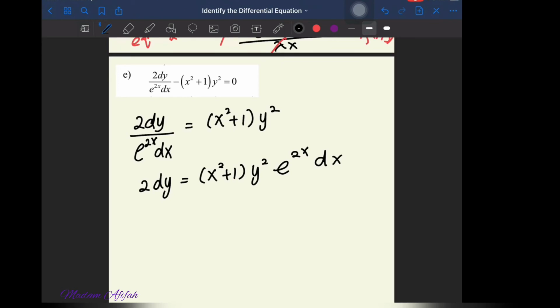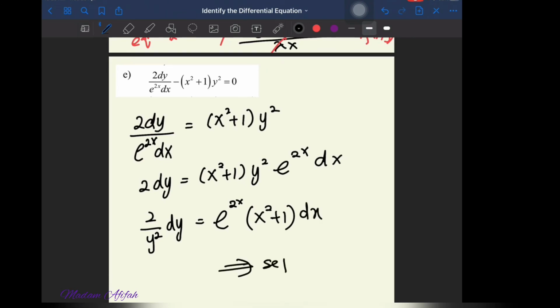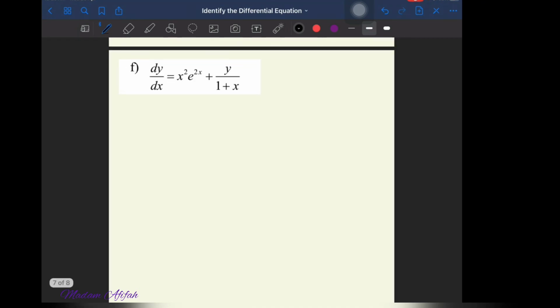So clearly this is a separable equation because you can separate the variable x and y. So that you will have 2 over y squared dy is equals to e^(2x)(x squared plus 1) dx. So therefore this is a separable equation. Okay, the next one, F.